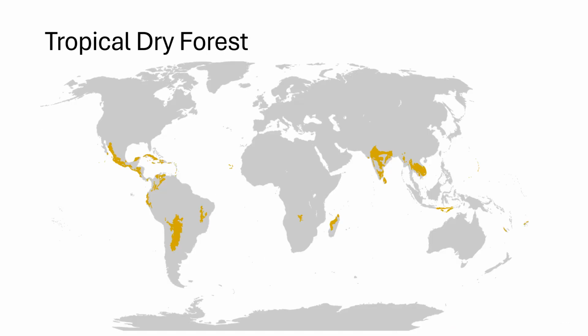Here's a map of the tropical dry forests. You see that they are all throughout the tropics and subtropics, often associated with rain shadows. But we have some in South and Central America, some in Africa, and large portions in Madagascar. The largest continuous section is in the Indian subcontinent, and then again in Southeast Asia.